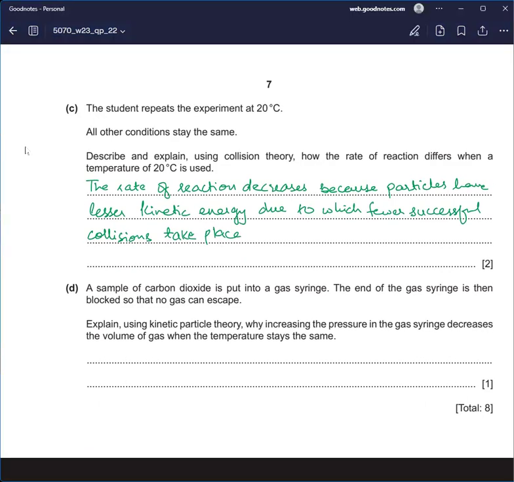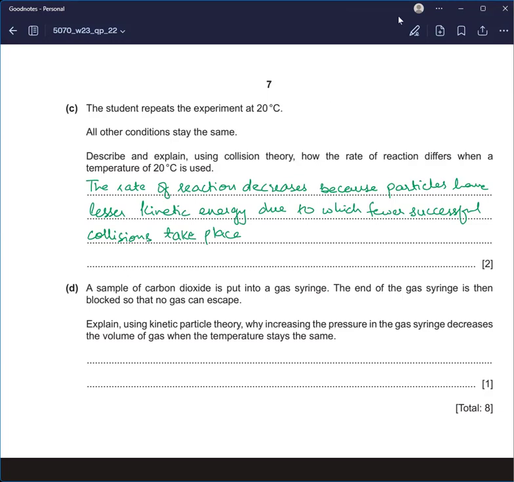Okay, part G. A sample of carbon dioxide is put into a gas syringe. The end of the gas syringe is then blocked so that no gas can escape. Explain, using kinetic particle theory, why increasing the pressure on the gas syringe decreases the volume when the temperature stays the same. So they are basically asking us to explain, using the kinetic particle theory, why increasing the pressure decreases the volume of the gas.